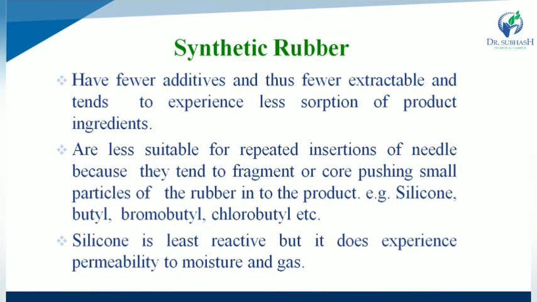Synthetic rubber has fewer additives and thus fewer extractables, and tends to experience less absorption of a product ingredient. So what are the characteristics of synthetic rubber? It has fewer additives as well as fewer extractables. That's why it has less absorption of any product excipients, and it is less suitable for repeated insertion of a needle because it tends to fragment or core, pushing small particles of rubber into a product, like silicone, butyl, bromobutyl, or chlorobutyl.